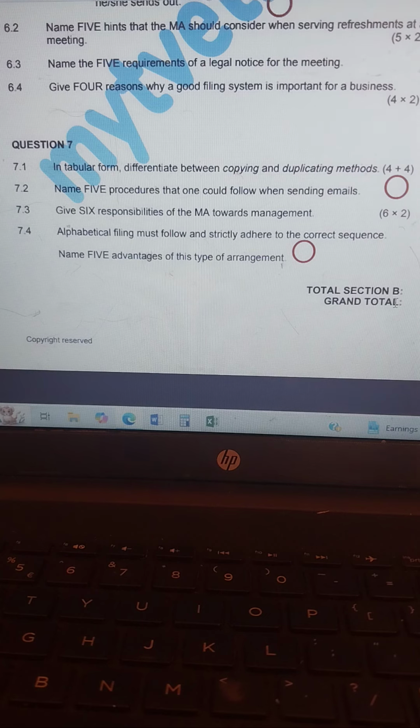Let me repeat that. Number 1, simple and easy to understand. Number 2, it is a flexible method. Number 3, does not need a separate index. Number 4, gives direct reference. And number 5, groups common names filed together.